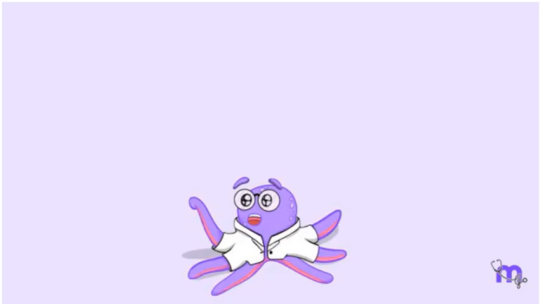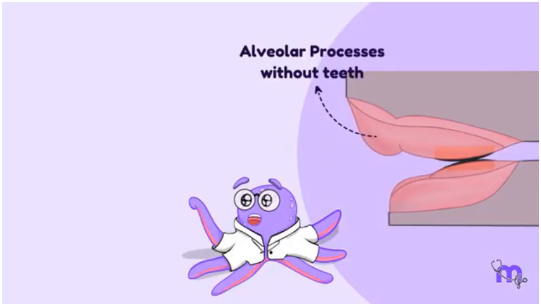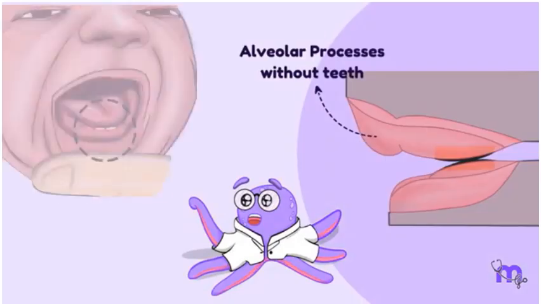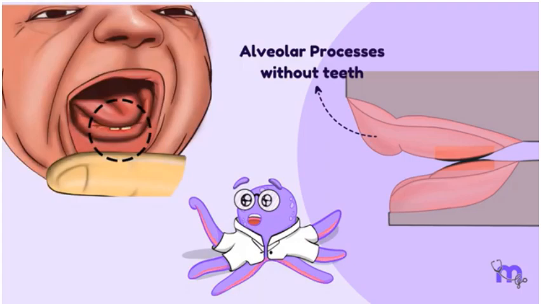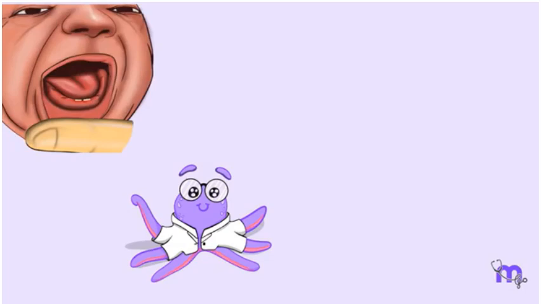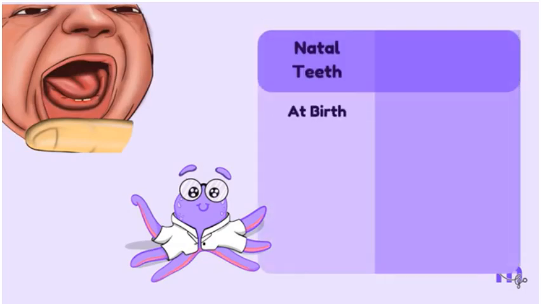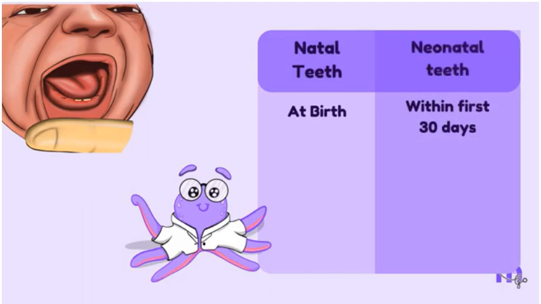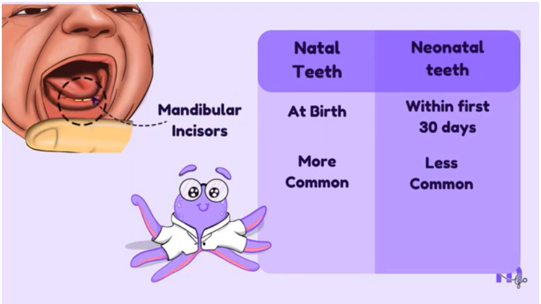So far, we have discussed the alveolar processes without teeth. But what if the teeth are present at birth or erupt too soon? Although infants are edentulous at birth, it is not uncommon for them to be born with one or two teeth. These are called the natal teeth. Teeth that erupt within the first 30 days of life are called neonatal teeth. Natal teeth are more common than neonatal ones. The most common teeth to erupt are the mandibular incisors.